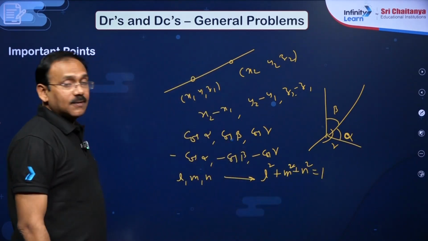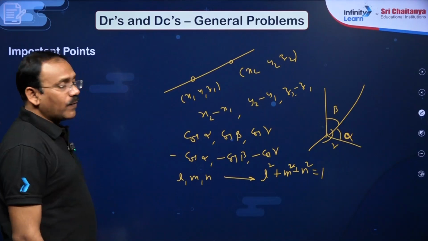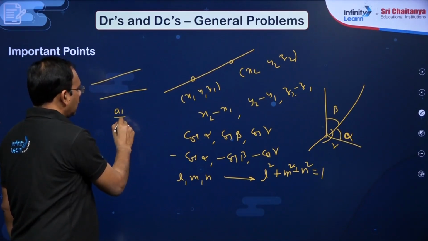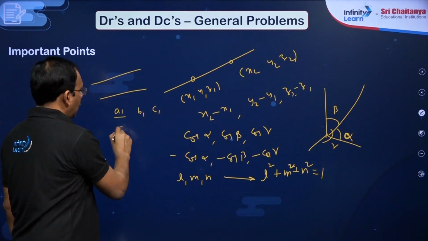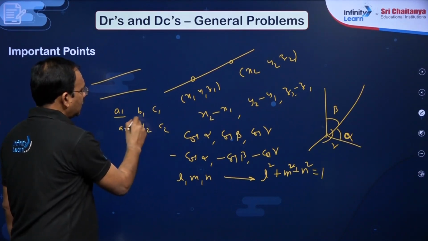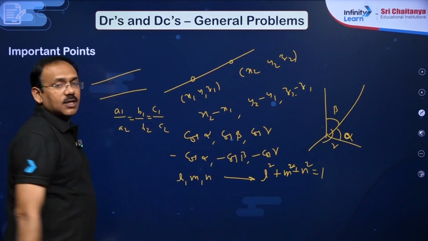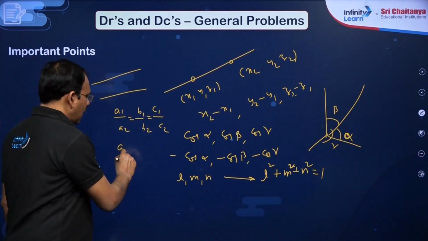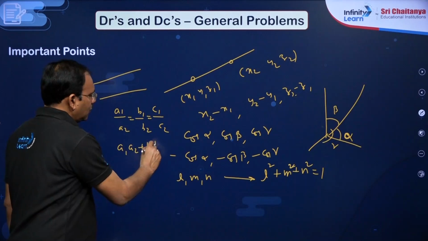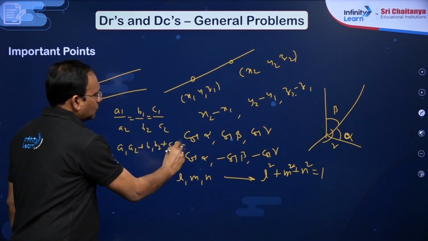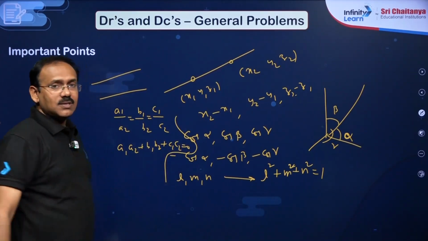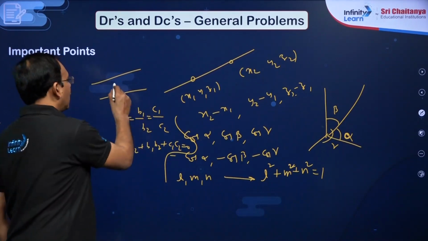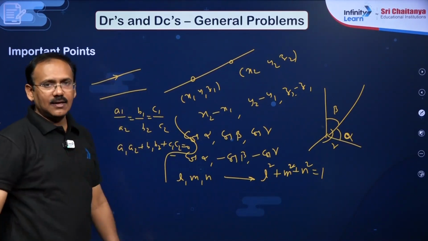The next, dear students: if two lines are parallel, their DRs a1, b1, c1 and a2, b2, c2 must be in proportion. If two lines are perpendicular, the dot product is 0. That means a1a2 plus b1b2 plus c1c2 equals 0. So the dot product of the two DRs must be 0. DRs you can feel as a parallel vector on the line, dear students.